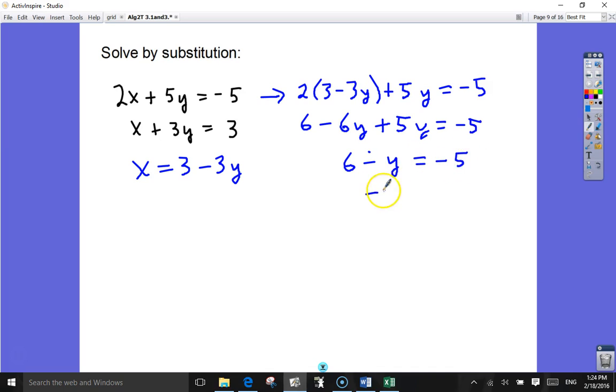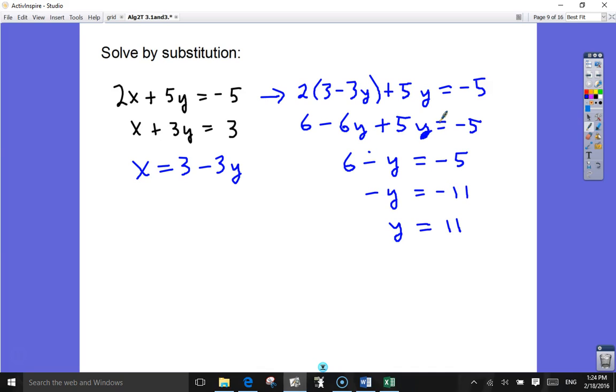Subtract 6 and multiply by negative 1. So y is 11. Okay, that's the end of step 2, right?